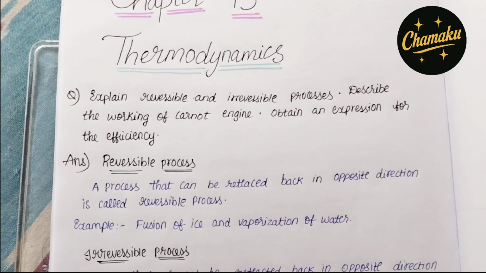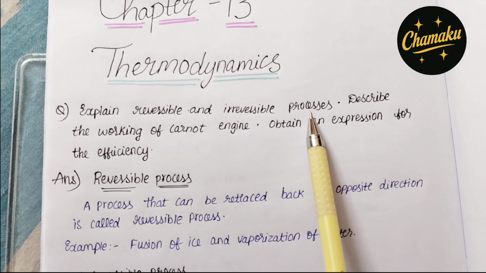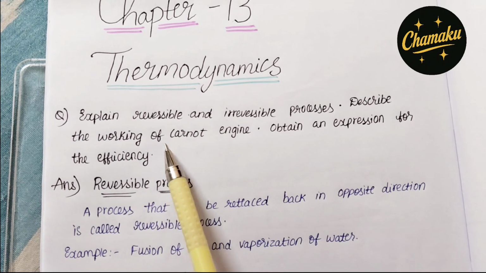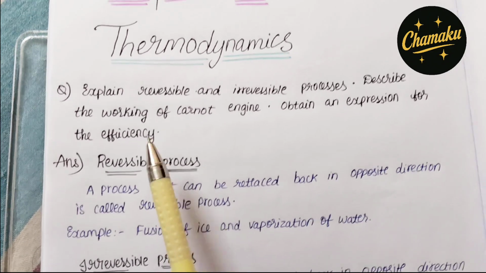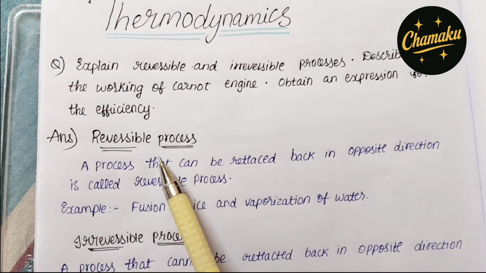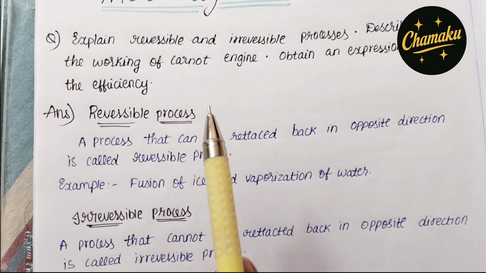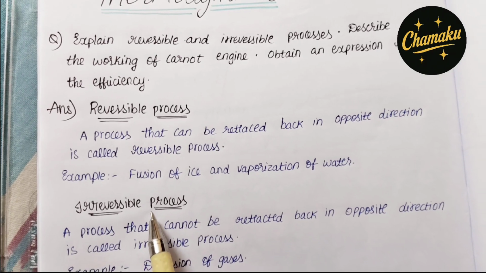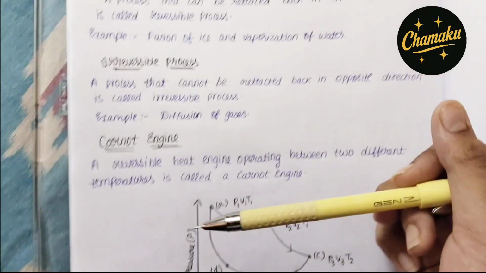Moving on to the next question: explain reversible and irreversible processes. Describe the working of a Carnot engine. Obtain an expression for its efficiency. First we have to write the definitions for the reversible and irreversible processes. Then we have to write the definition for the Carnot engine, then the diagram, then the derivation part.